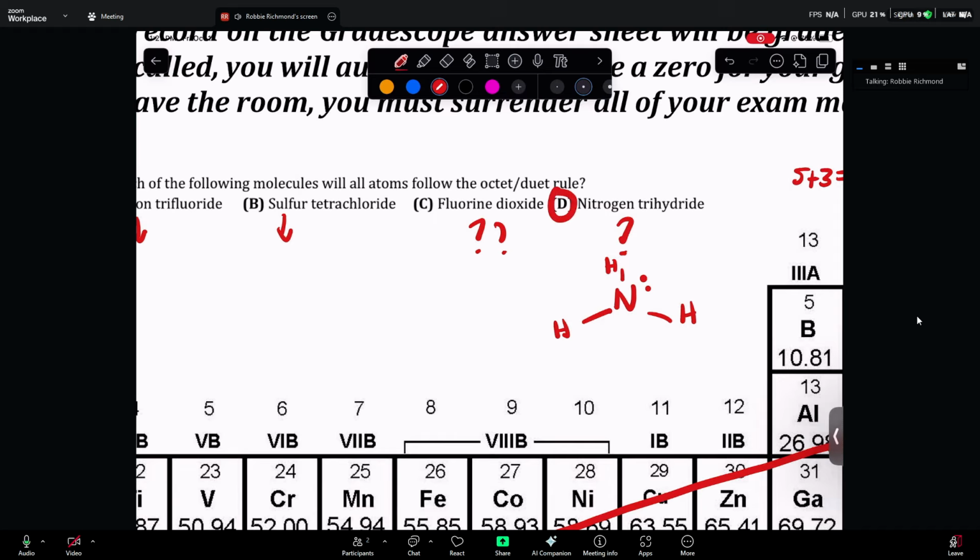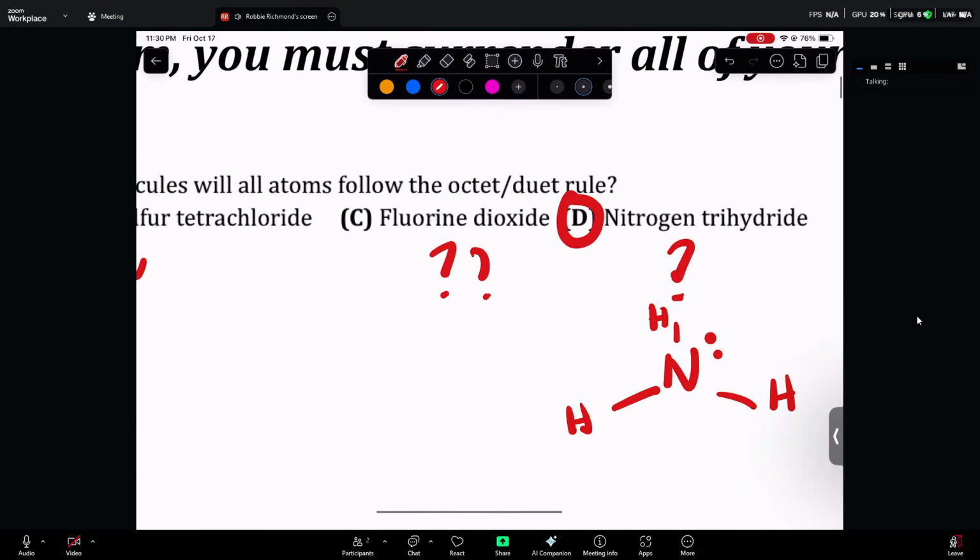Let's look at C. I'm going to preemptively pick this as my option. Fluorine dioxide. Fluorine, I'm going to put that in the middle. Interesting. Okay, so fluorine, that has 7 valence electrons, plus 6 from oxygen, plus 6 from another oxygen. Remember, we just talked about radicals in the previous question. So this has 19 valence electrons.